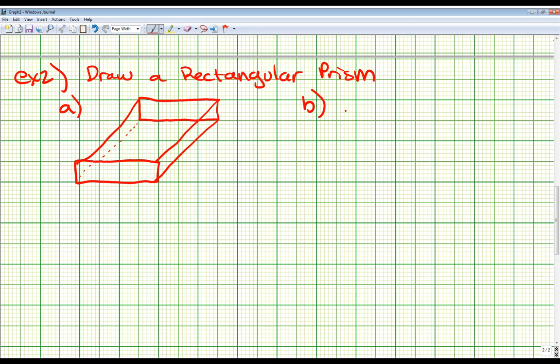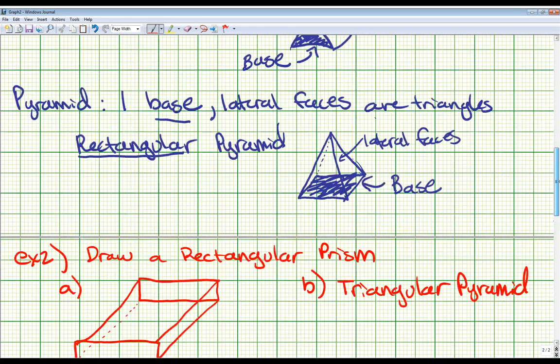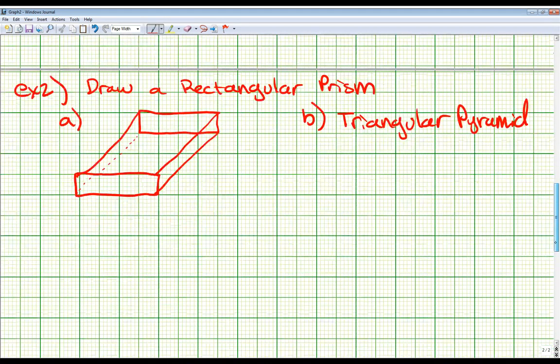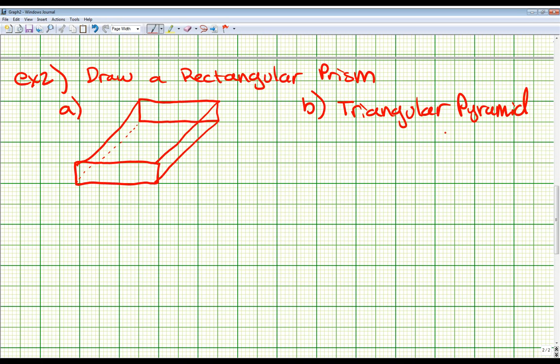Question B wants us to draw a triangular pyramid. All right, well, going back to our notes, a pyramid, remember, has one base and the lateral faces are triangles. The last one was a rectangular pyramid because the bottom was a rectangle. Our base this time is going to be a triangle since it's a triangular pyramid. So the first thing you're going to want to do is start with a triangle, since the bottom is going to be a triangle.